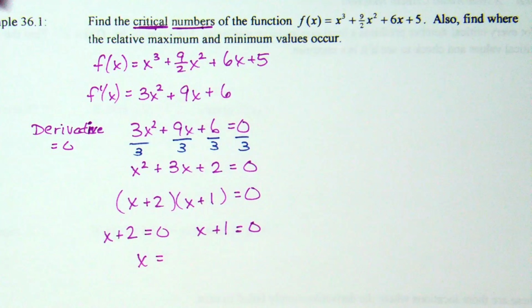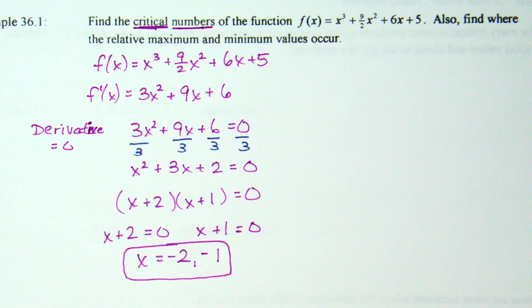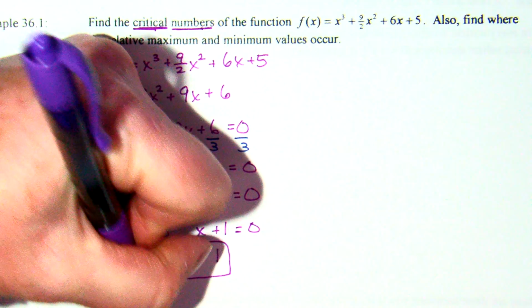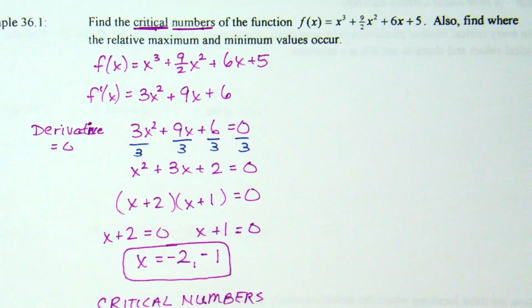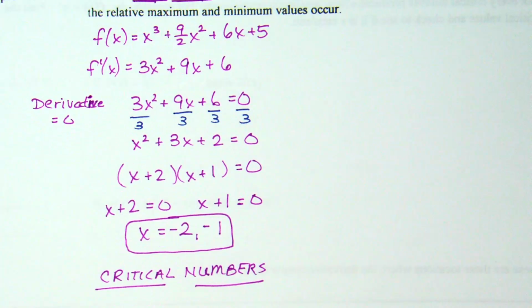What are these? Zeros. They're zeros. They're also critical numbers. They are places that make my derivative equal 0. So right there, this answers the first part of the question, which said to find your critical numbers. So when you're asked to find critical numbers in homework, take the derivative, set it equal to 0, and this will give you critical numbers.